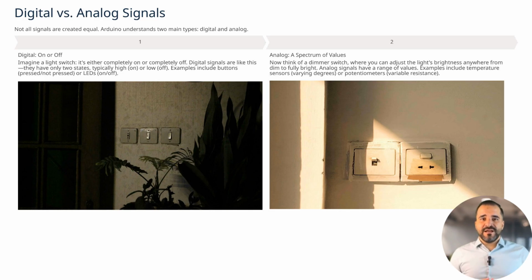Analog signals, on the other hand, offer a full range of values. They're more like a dimmer switch, capable of expressing subtle changes in input or output. Sensors such as temperature probes, light sensors, or potentiometers produce analog signals, which Arduino reads using its analog input pins to measure changes in voltage, typically from 0 to 5 volts. Understanding the difference between these signal types is essential for selecting the right components and writing effective code. It determines how data is read, how decisions are made, and how your project behaves in real-world conditions.